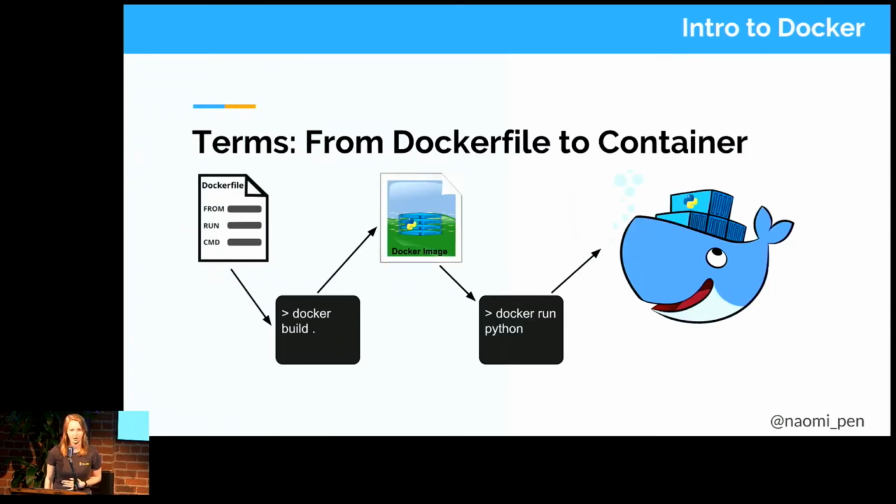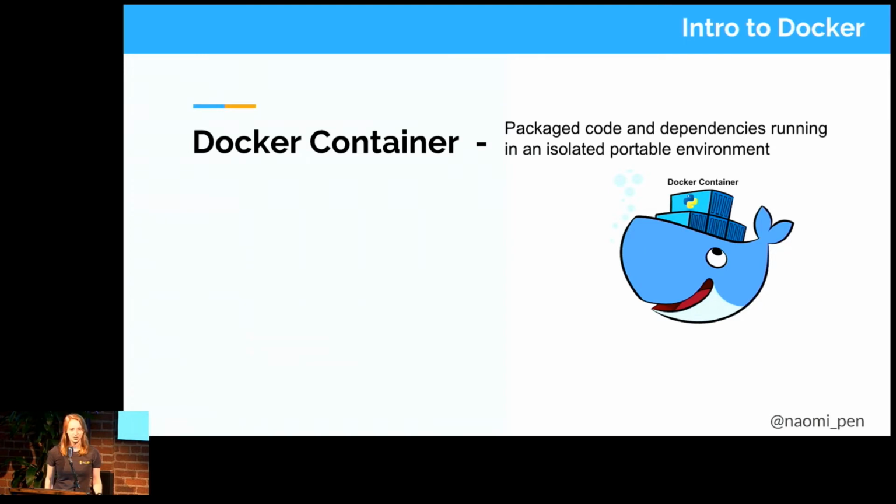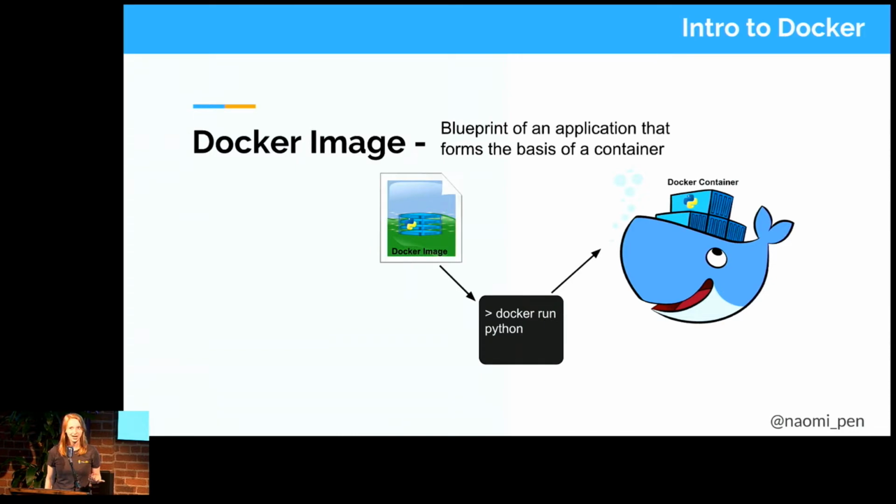Okay, so much for the introduction on containers and what they are. Now let's talk about some key terms that you need to be familiar with if you want to use Docker, starting with a Docker container. Just as repetition, Docker containers are code packaged along with its dependencies that runs in an isolated, portable environment. The way you create these Docker containers is from Docker images. An image is something like a blueprint or a cookie cutter, which the Docker system uses to create a container when you issue a run command.